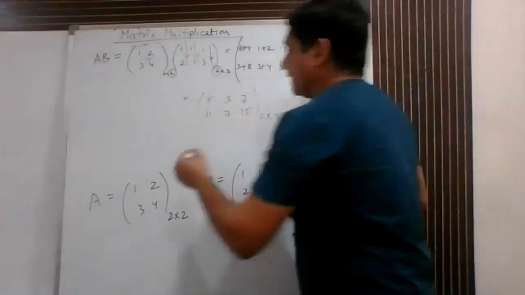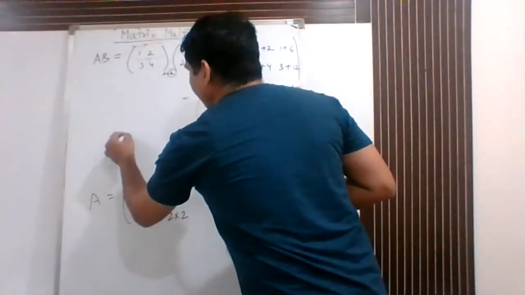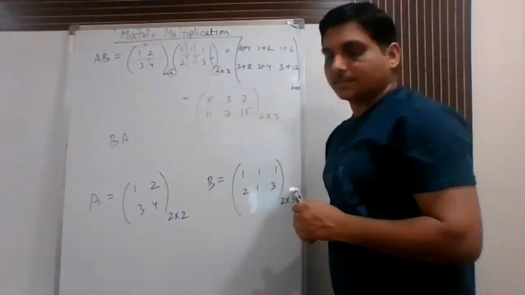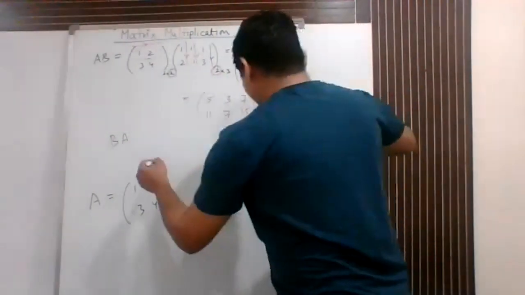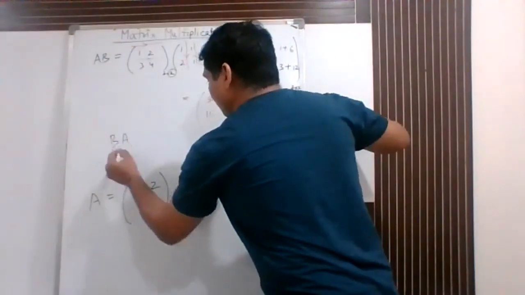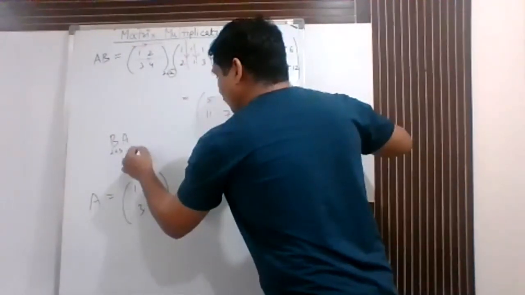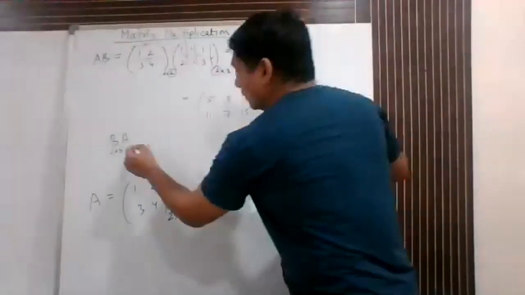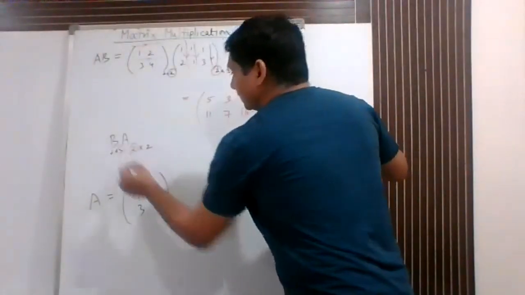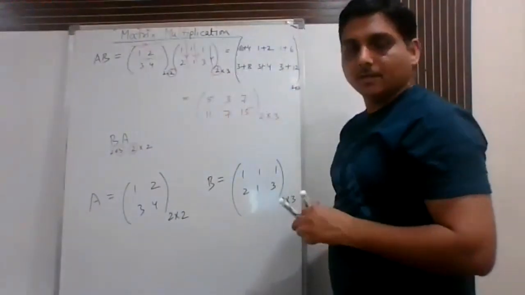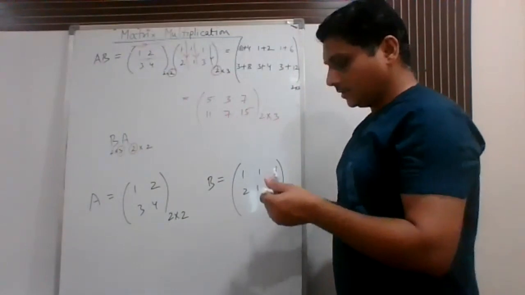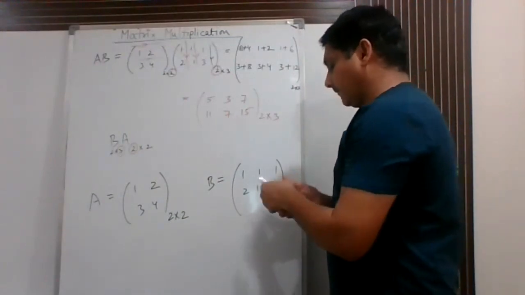Now, if I ask you B into A, the first question arises, can we perform this? So let us see that. Now, order of this is 2 cross 3 and order of A is 2 cross 2. Now, you can see one thing that these two are not same. These two are not same. So here condition for multiplication is not applicable. So that means it is not well defined.